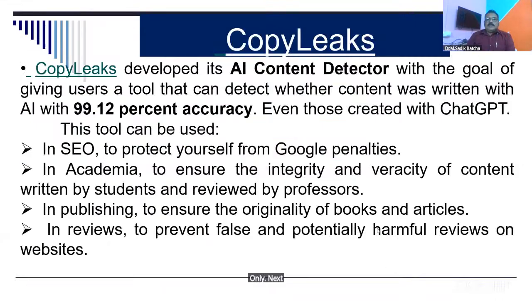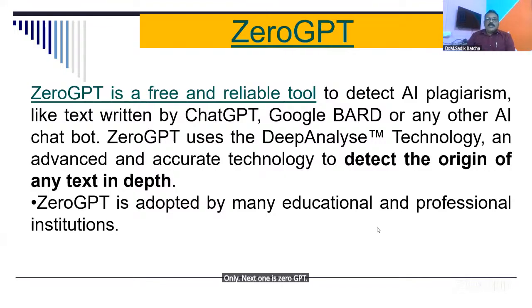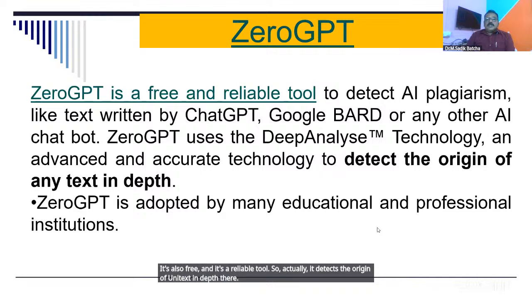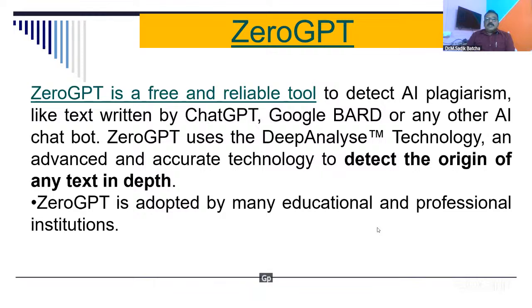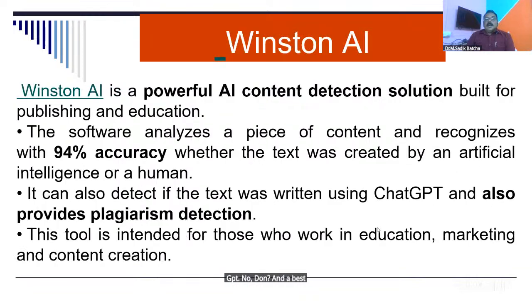Next one is ZeroGPT. It's also free and it's a reliable tool. It detects the origin of any text in depth. Note down ZeroGPT. And the best tool among all of them, I can tell, is Winston AI.